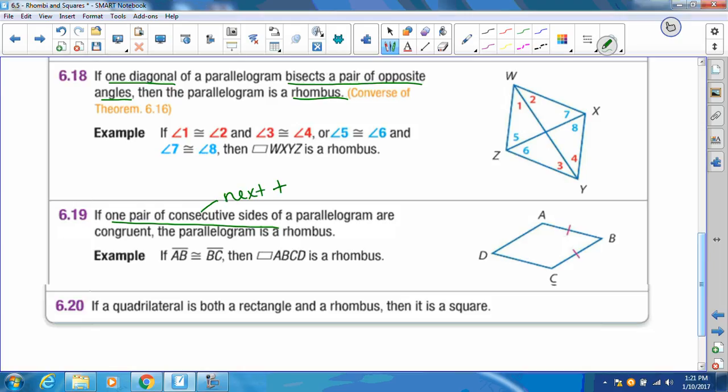If those consecutive sides are congruent, then you can conclude that it's a rhombus. So if you look at this picture, AB and BC, if those are congruent, we can say it's a rhombus. And then the last thing, if you can say something is both a rectangle and a rhombus, then you're going to call it a square.